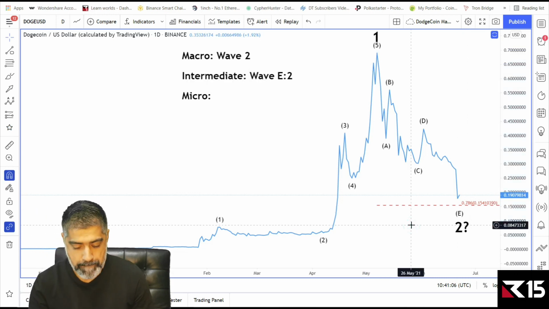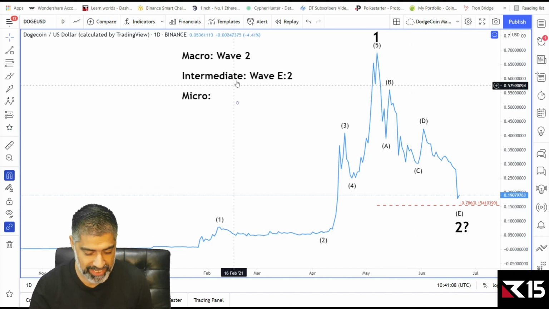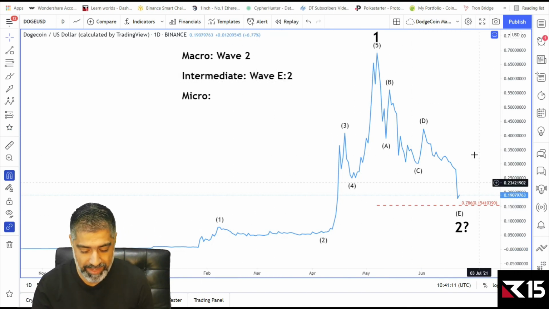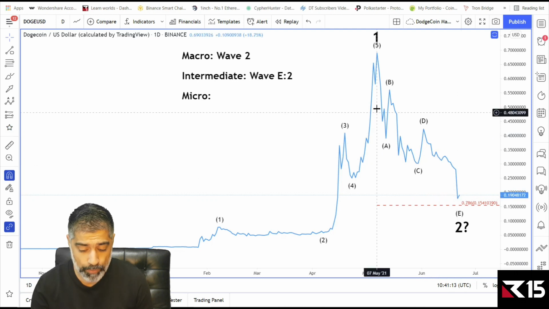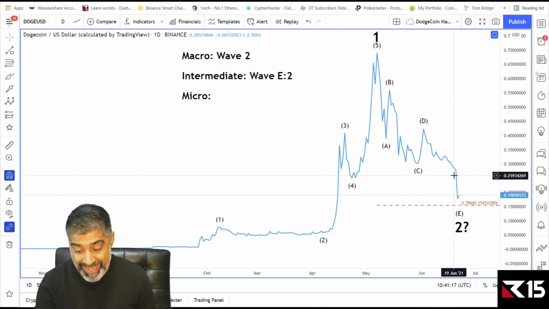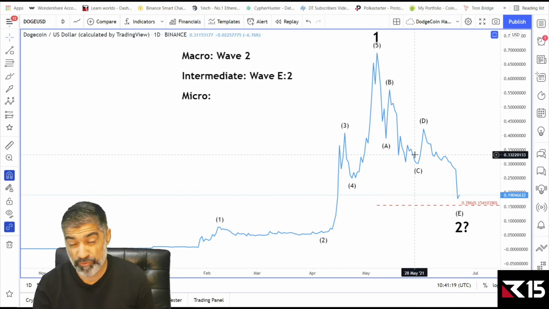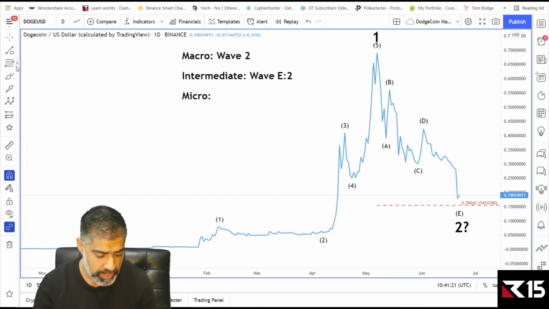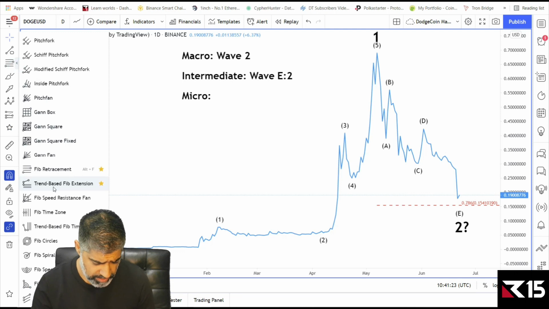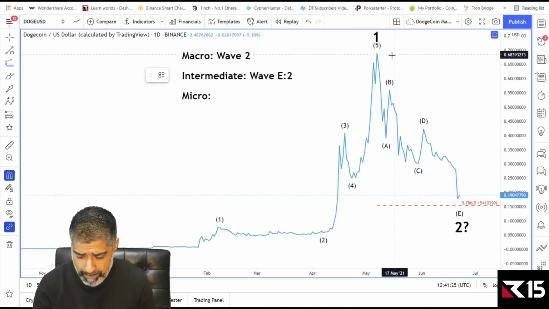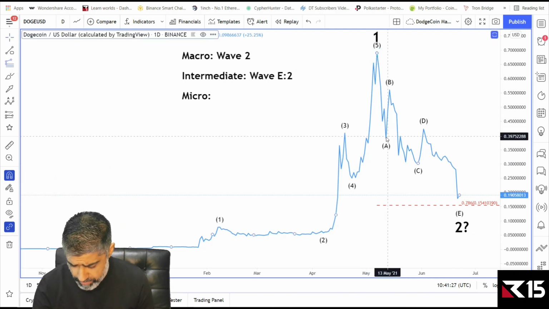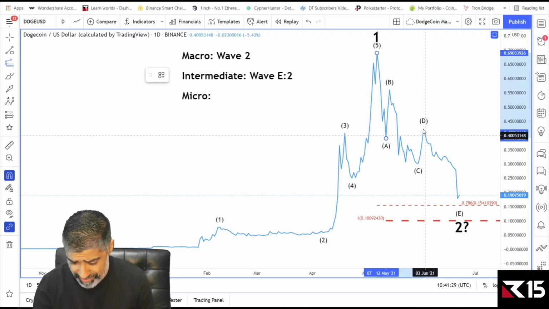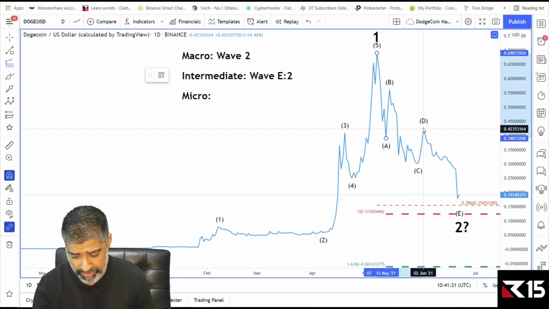But we can do some more detailed projection because we've got the intermediate count. We've got the wave E, this E here. This wave E here will also have a relationship with the wave C and a wave A. Typically, a wave E is the same length as the wave A, or very similar. So what we do is we use this trend-based fib extension. We measure this wave A, and we're going to project it from this wave D forward. I'm going to project it from the wave D.